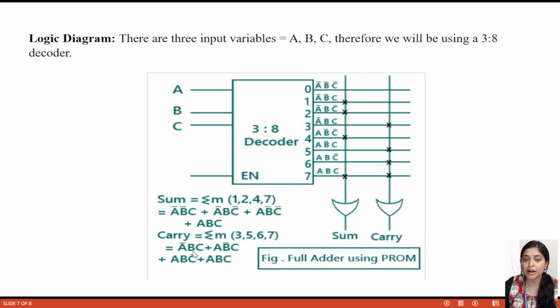There is A bar B C, this is the line of A bar B C, so we will make a connection here. Then A B bar C, this is the line A B bar C, then A B C bar, this is the line A B C bar, and last is A B C. So this is the line of A B C. So at other positions there is no connection. Cross sign means connection. So these 4 inputs are connected through this OR gate, and the output will be carry.